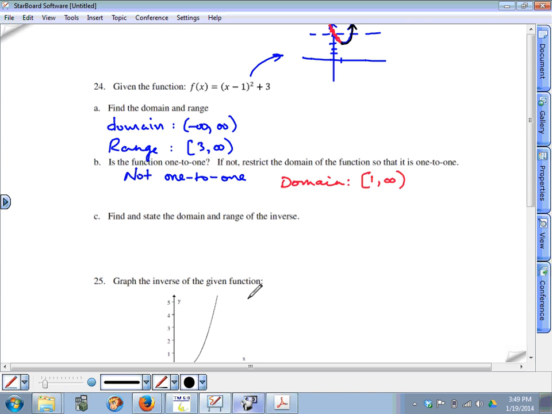Now, we need to find and state the domain and range of the inverse. So first we need to find the inverse of the original function here. So that's done by switching the place of x and f of x. So it's going to be x equals the inverse of f of x minus 1 squared plus 3. Now we need to solve for the inverse here. So we're going to subtract 3.